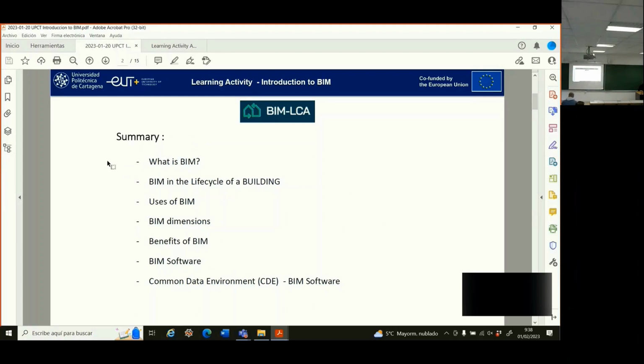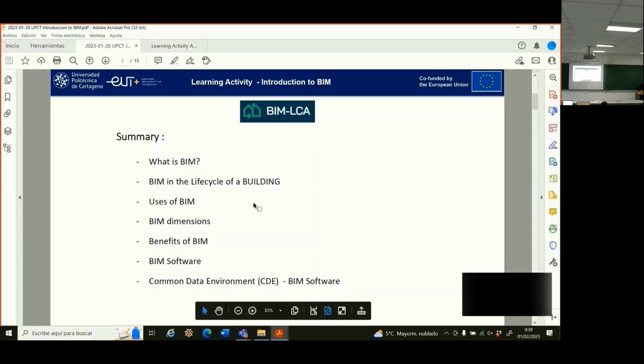So this is the summary of the points that I'm going to talk about. The first one is what is BIM. Then BIM in the life cycle of a building, the uses of BIM, BIM dimensions, benefits of BIM, BIM software, and common data environment. These are highlights of a very big topic about BIM. We have only half an hour, but maybe you will be able to get an idea about each one of these points.